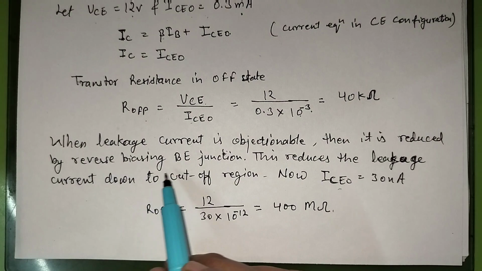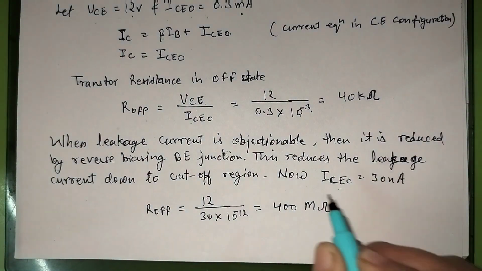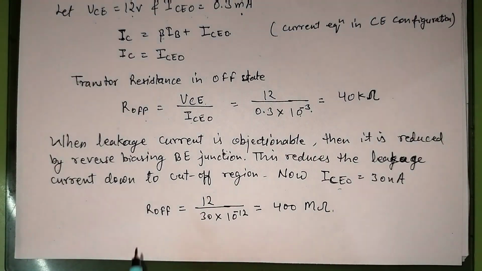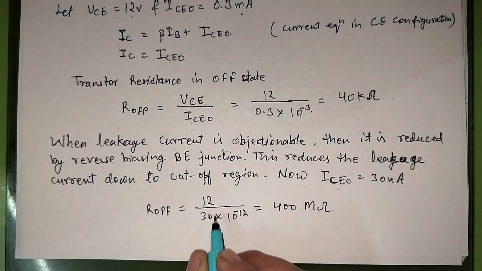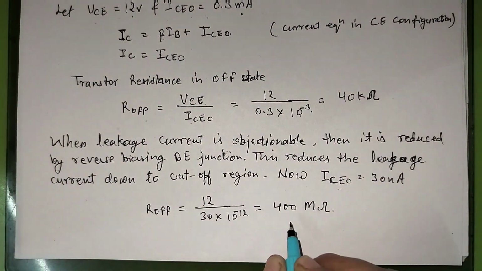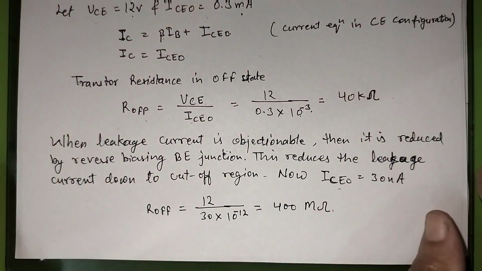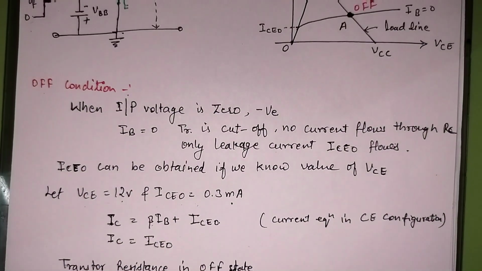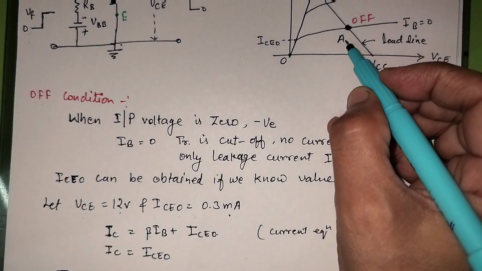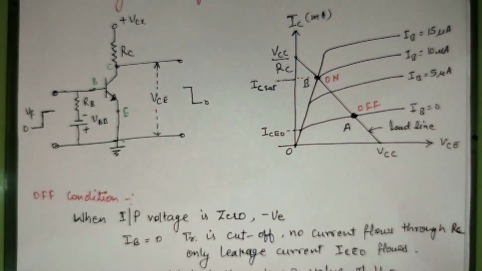Now by applying a reverse biasing at the base emitter junction, the ICO is reduced to 30 nanoampere. Now the resistance offered by the transistor is 12 upon 30 multiply 10 to the power minus 12. So the resistance here is 400 mega ohm. This is very high. So in this case the transistor will operate in cut off region at point A, and the transistor will be off in this case, and the current will not flow through this load resistor.